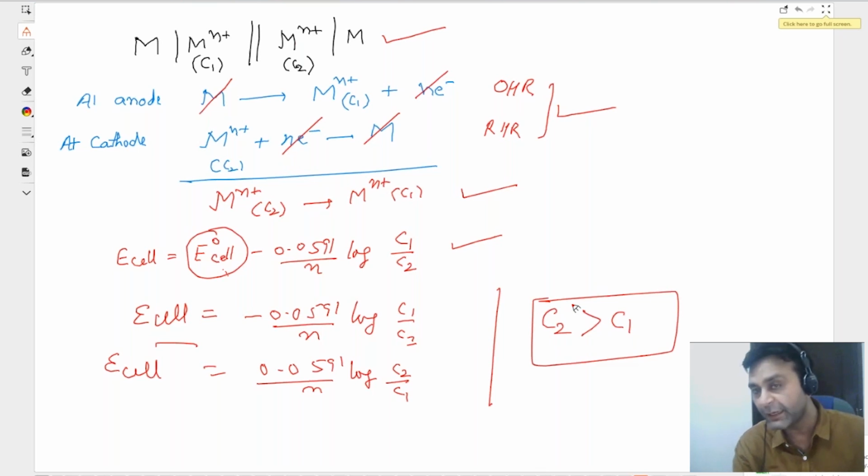It means the element that is undergoing reduction should have higher concentration as compared to the other one having lower concentration. Such a cell is called a concentration cell.